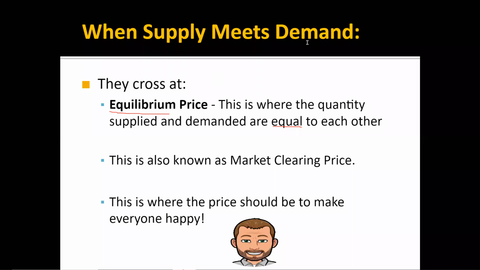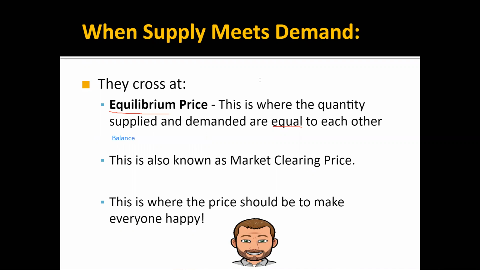The other key word we look for here is balance. Okay. Balance is the key word. We want that balance between the quantity supplied and the quantity demanded. It's also known as the market clearing price, as you see here.